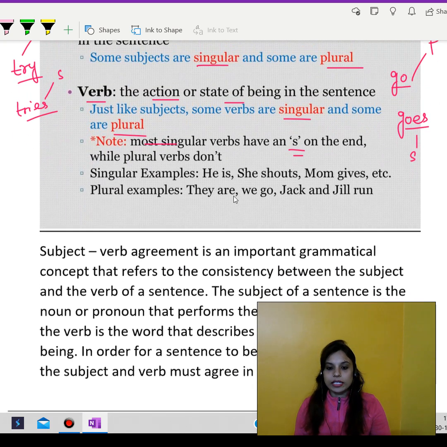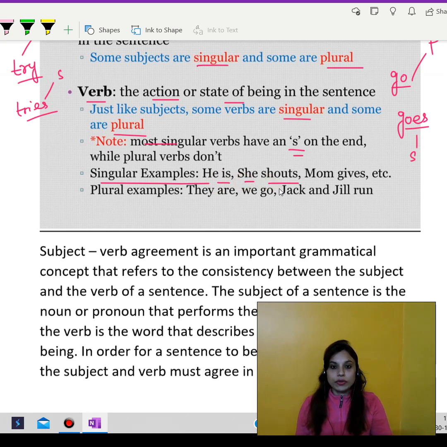Let us take some singular examples. He is only one person, so he is. She shouts. See, shout is a plural verb and shouts is a singular verb. Mom gives. Here mom is only one person, that is why the singular verb gives. She is only one person, so shouts is a singular verb. That is how the agreement works.